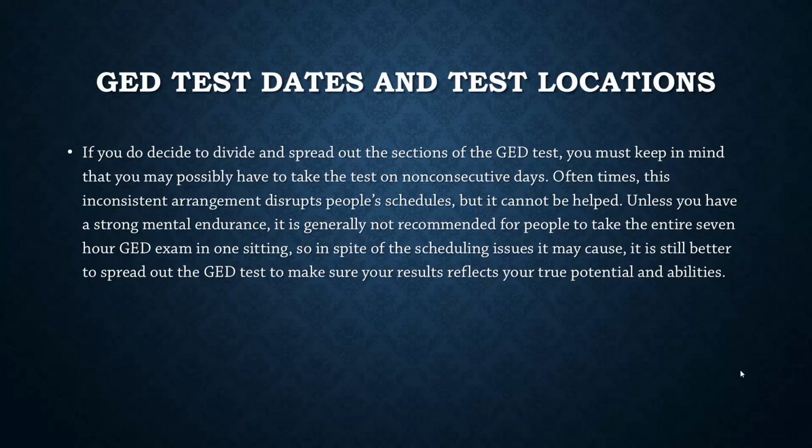If you decide to divide and spread out the sections of the GED test, you also need to keep in mind that you possibly have to take the tests on non-consecutive days. Oftentimes this inconsistent arrangement disrupts people's schedules, but it can be helped. Unless you have strong mental endurance, it is generally not recommended to take the entire 7-hour exam in one sitting. So in spite of the scheduling issues that may cause, it's better to spread it out and make sure that you get the best scores possible on that test.